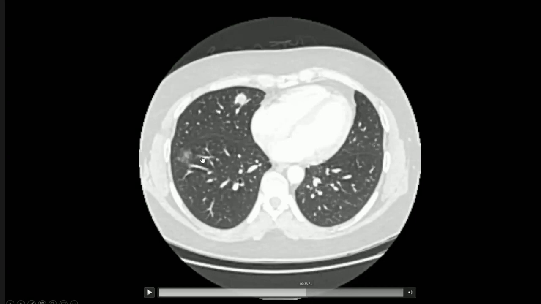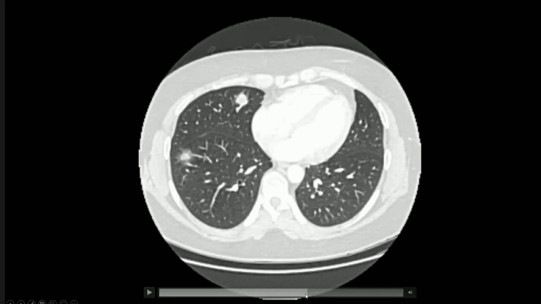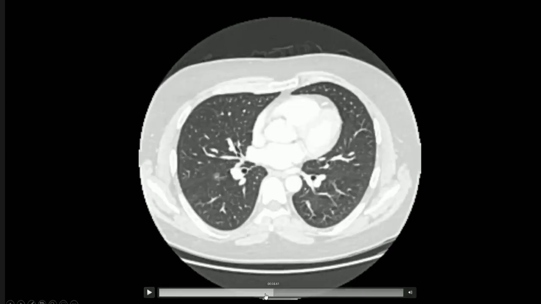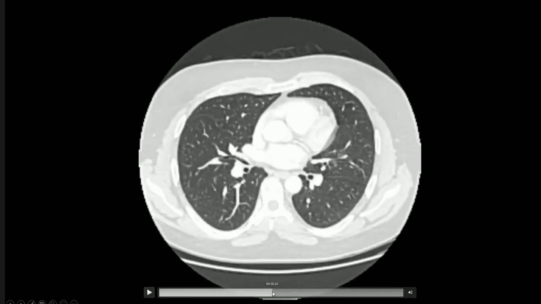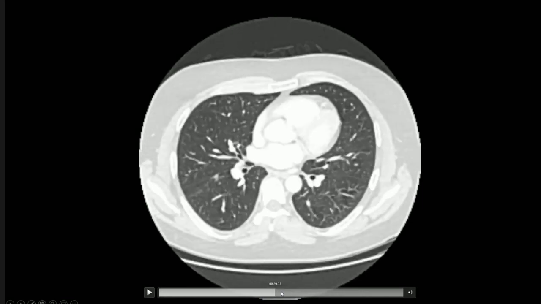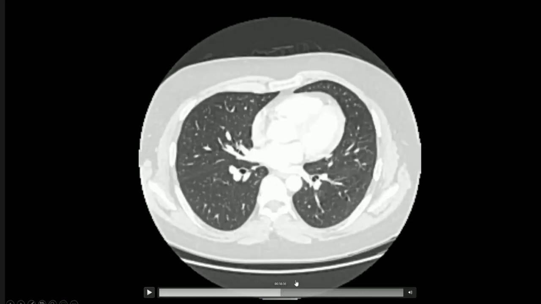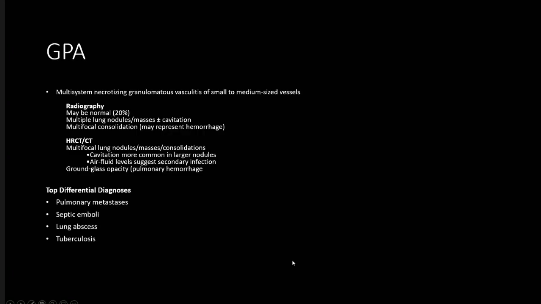And another thing that you see is that all of these lesions are in very close proximity to the vessels. So think about vasculitis as well. Okay, so this is a case of granulomatosis with polyangiitis, previously known as Wegener's granulomatosis.